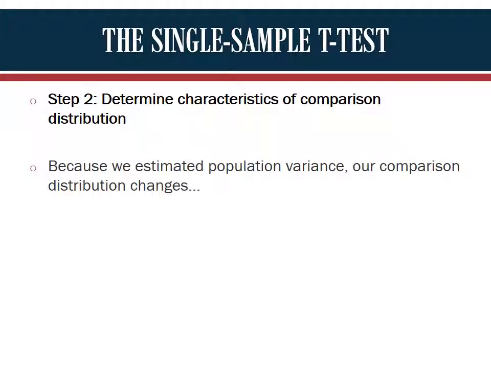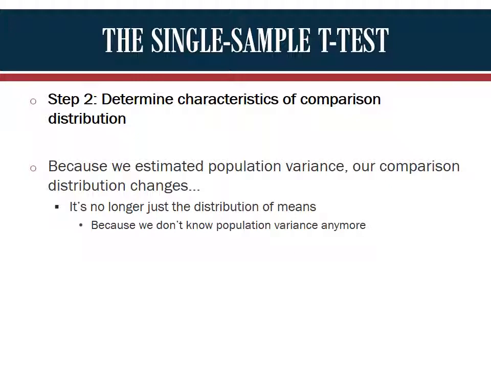Now, because when we're doing the single sample t-test we estimate population variance, our comparison distribution actually changes. It actually changes what the comparison distribution is. Because we had to estimate population variance instead of knowing it, our comparison distribution changes. It's actually no longer just the distribution of means because we don't know population variance anymore.